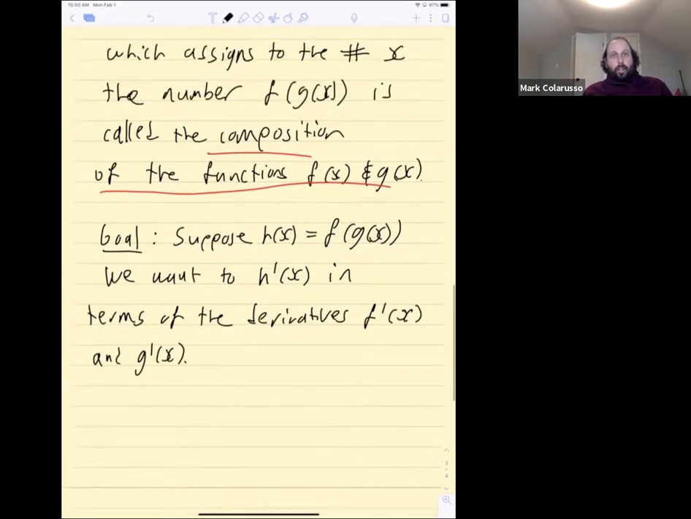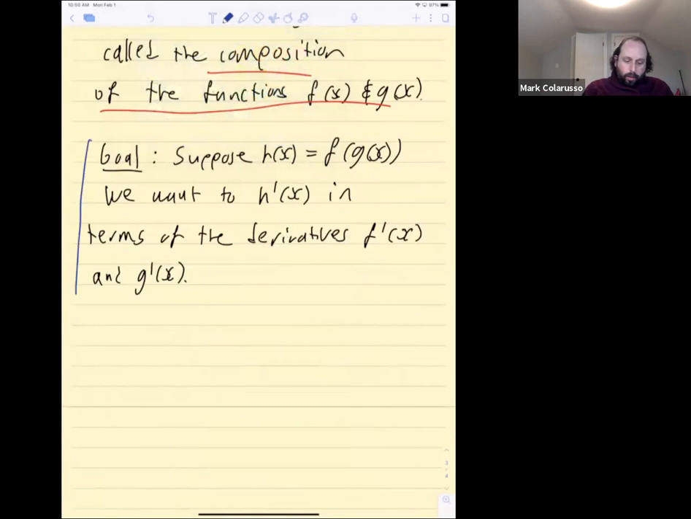Okay, so that's where we're headed. That's what we want to do. But first we need to understand and play with compositions a bit, because to be able to do this requires you to kind of be able to see a composition in a function in some sense, be able to recognize a function as a composition, and that takes some practice.